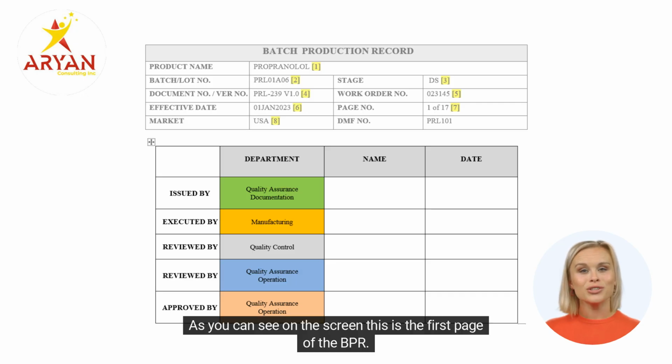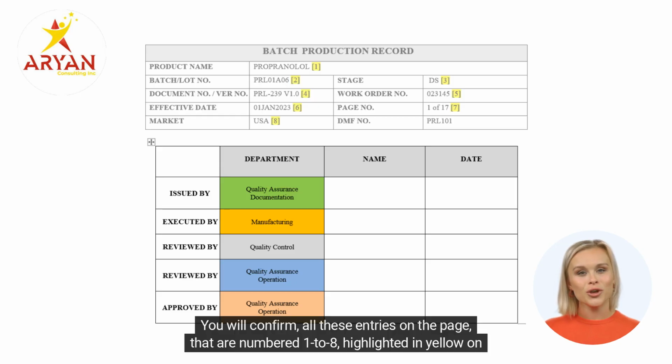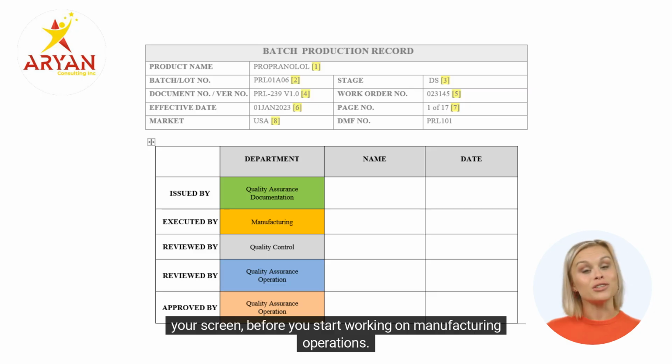As you can see on the screen, this is the first page of the BPR. This is the most important part of the BPR that you need to understand. You will confirm all these entries on the page that are numbered 1 to 8, highlighted in yellow on your screen, before you start working on manufacturing operations.